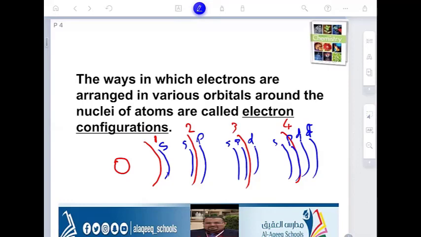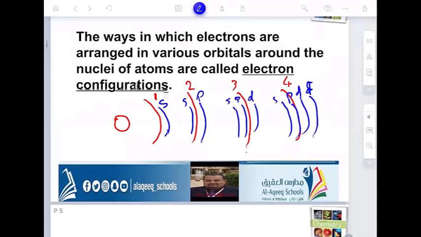The first rule for configuration is called the Aufbau principle. The Aufbau principle arranges the filling of the electrons according to the energy in each sublevel. Because as I said, each level has its own energy. Also, each sublevel has its own energy. It means 1s has some energy. 2s has some energy higher than 1s because it's located in the second level.